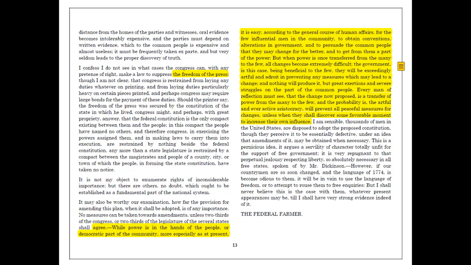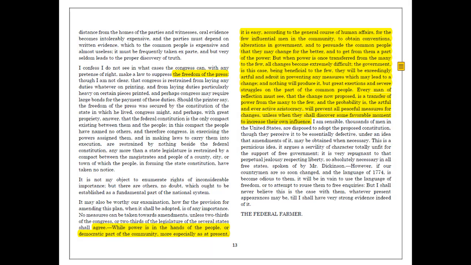But when power is once transferred from the many to the few, all changes become extremely difficult. The government is in this case being beneficial to the few, they will be exceedingly artful and adroit in preventing any measure which may lead to a change, and nothing will produce it but great exertions and severe struggles on the part of the common people. Every man of reflection must see that the change now proposed is a transfer of power from the many to the few. And the probability is the artful and ever-active aristocracy will prevent all peaceful measures for changes unless when they shall discover some favorable moment to increase their own influence."